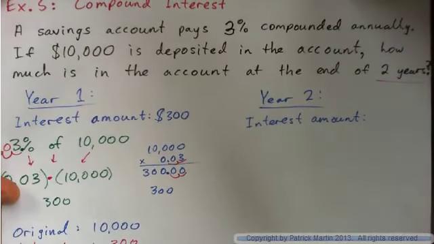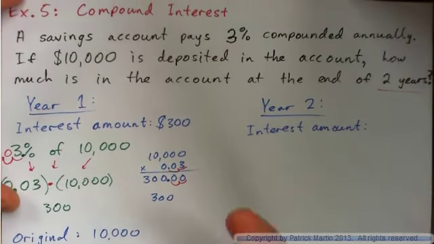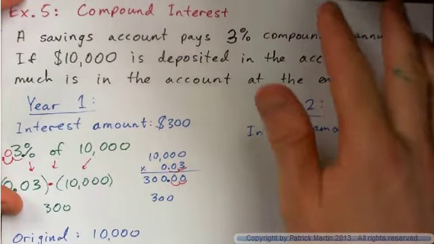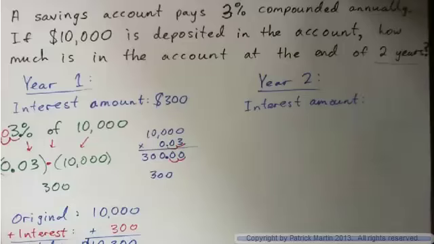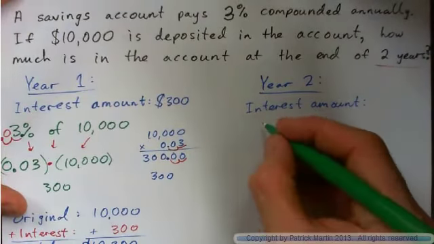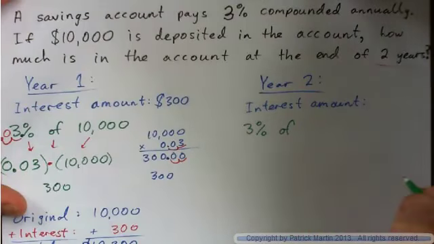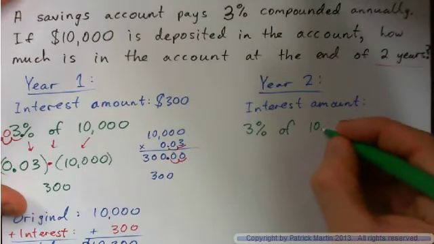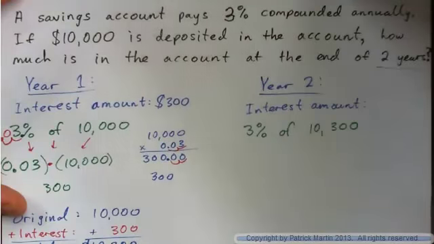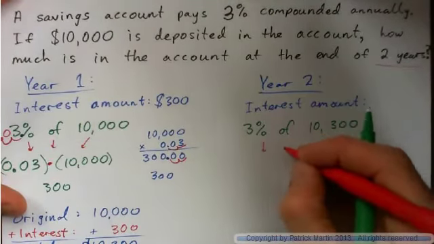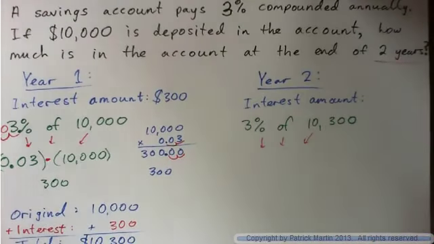What is the interest rate in year 2? It says the account pays 3% compounded annually. They've already given you an interest rate of 3%. So in year 2, we've got to get 3% of what? Of 10,300. See that? So calculate 3% of 10,300. What do you get?